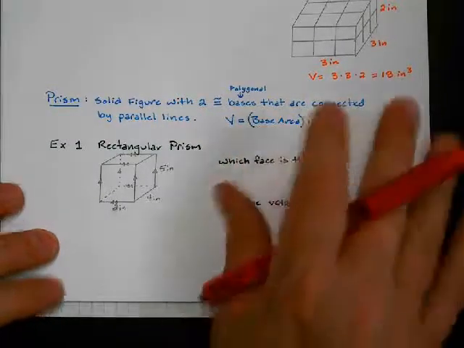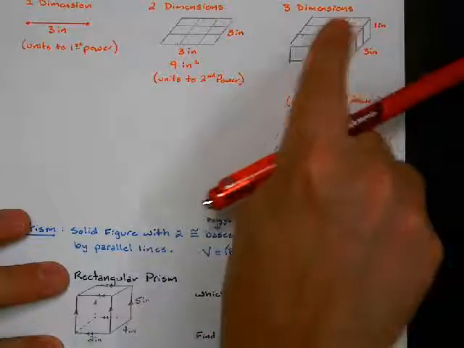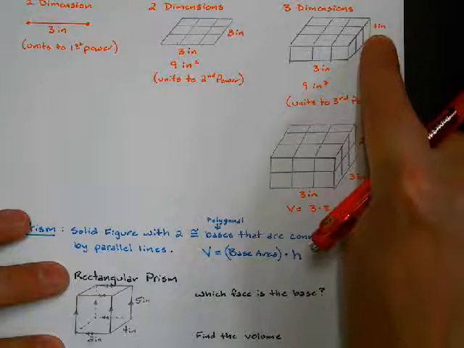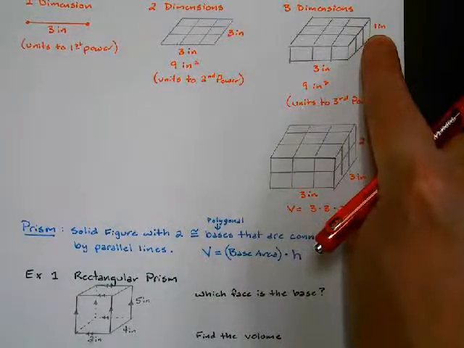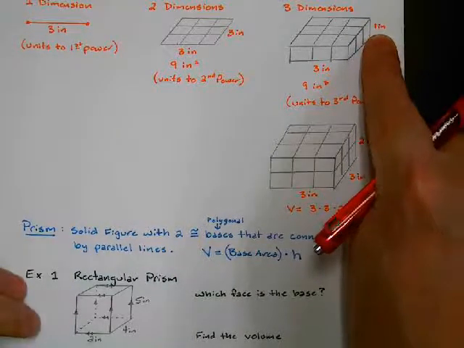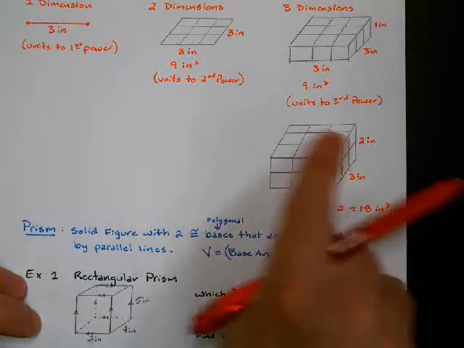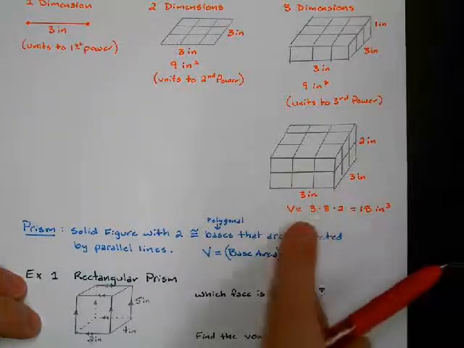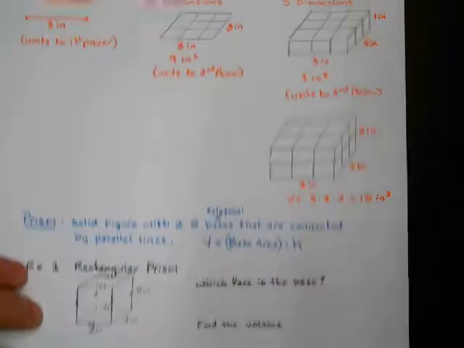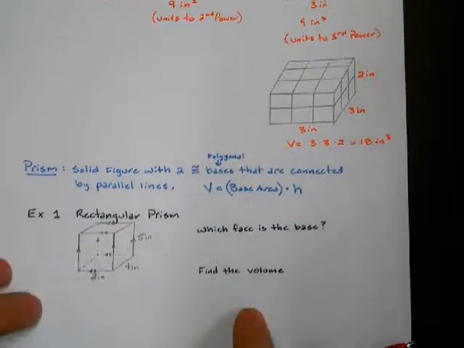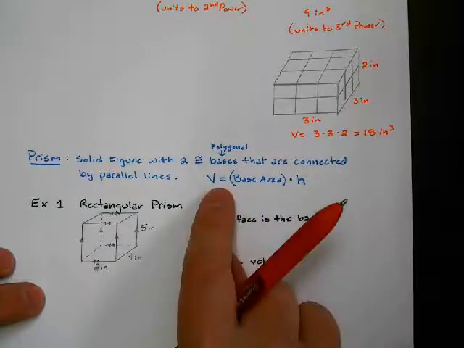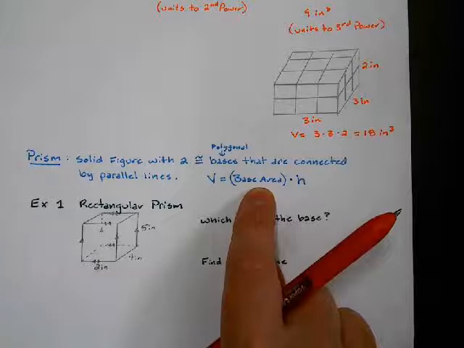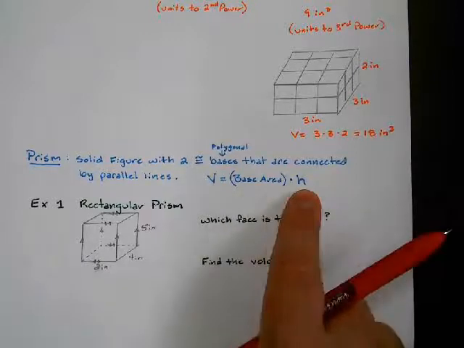times the height. Because in these two problems, the area of the base was 9 and then we just multiply it by the height to find out how many of those bases we can stack on top of each other. So here we had 9 for our base, and then we stacked 2 of those on top of each other. So that's why it was 9 times 2, which is 18. And so with most of our volume formulas, this is going to be the basic formula. We're going to take the base area, and then multiply by the height.